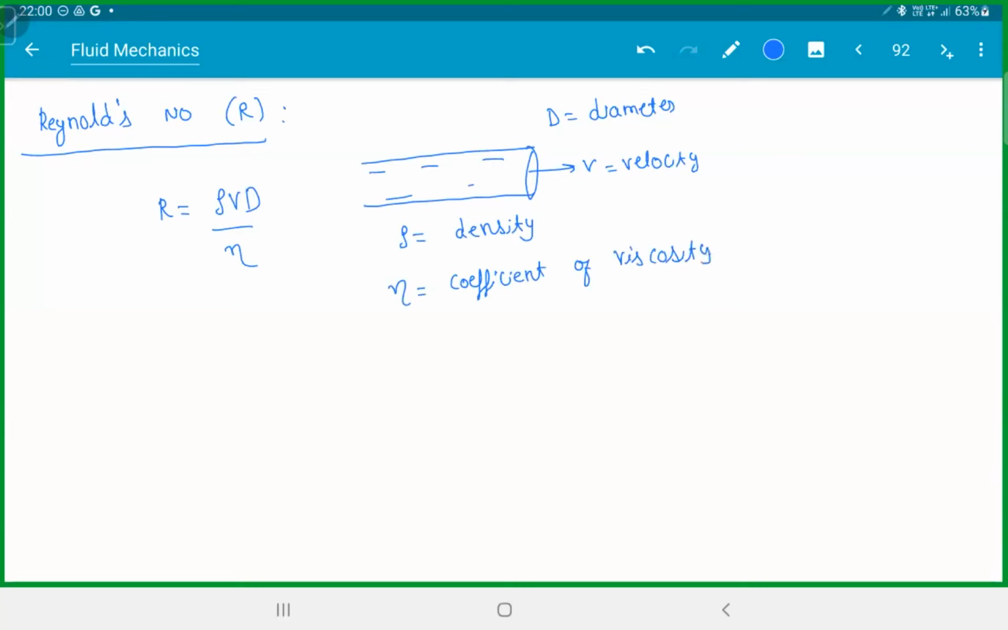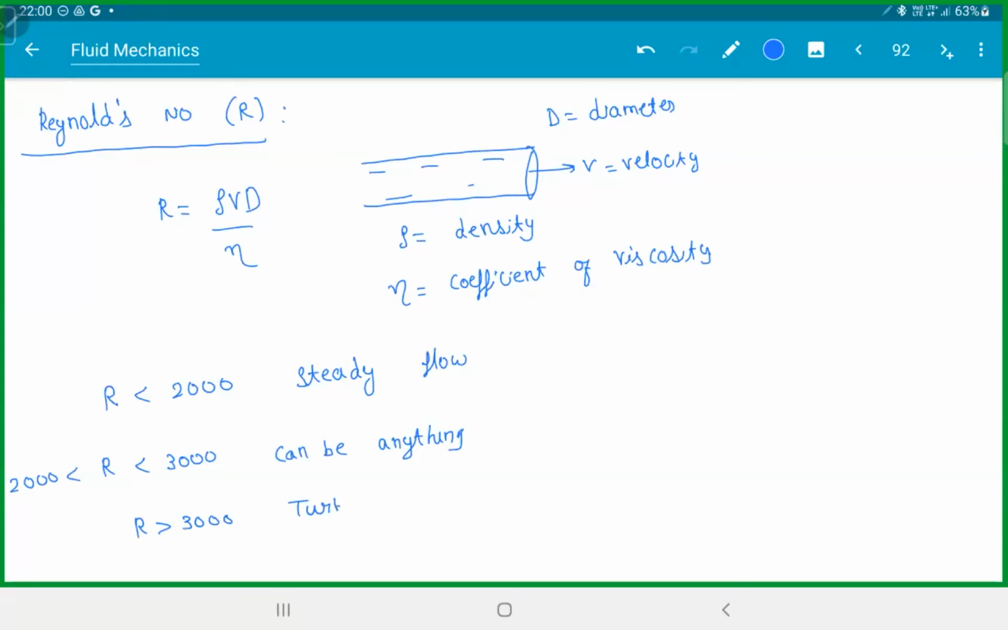This is an experimentally proved quantity: if the Reynolds number is less than 2000, it is a steady flow. If Reynolds number is between 2000 and 3000, we have no idea. It can be anything. Sometimes it is turbulent, sometimes it is steady. Reynolds number greater than 3000, it is definitely turbulent. So this is all experimentally derived data.